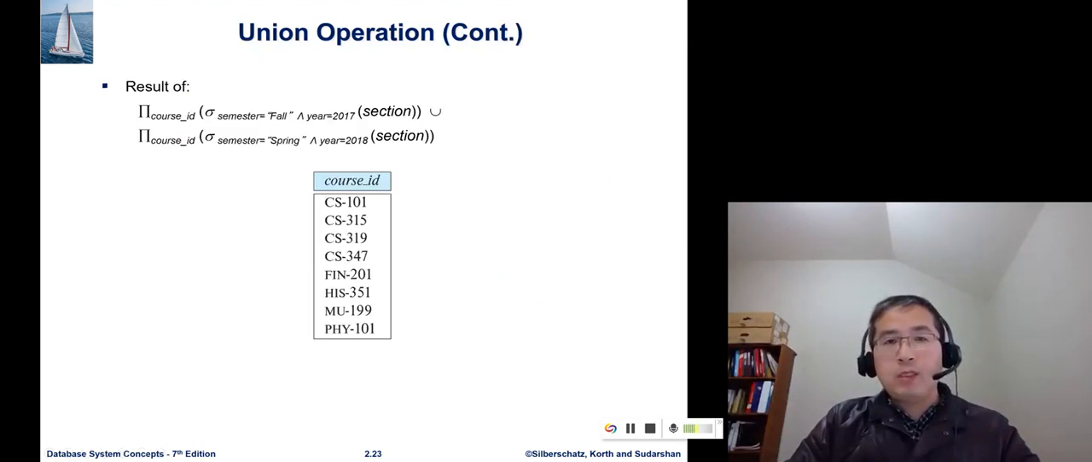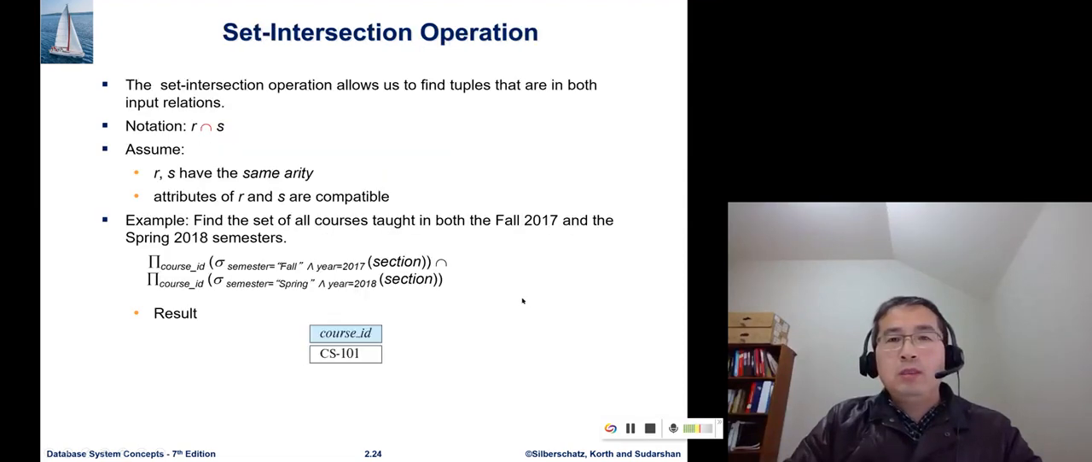And then here we give the results. So that's here, course ID. You can check the section table and confirm this one. Let's continue for the next one.